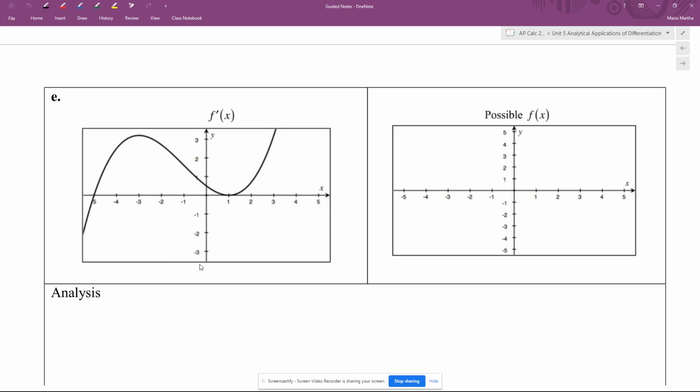So now we're looking at example E. We have f prime of x, the graph right there that we're given. And again, we're trying to see which is the possible graph for f of x. So again, we're going to start off with analyzing our graph of f prime.